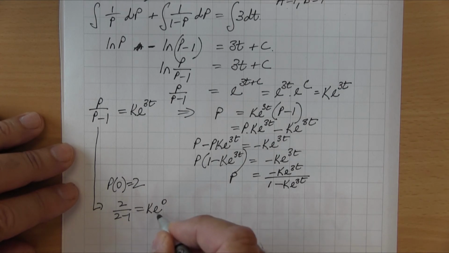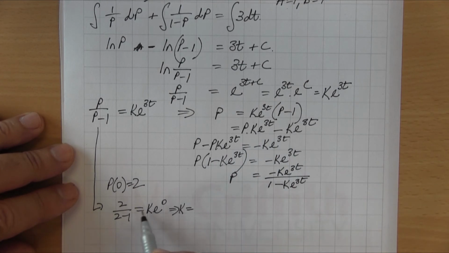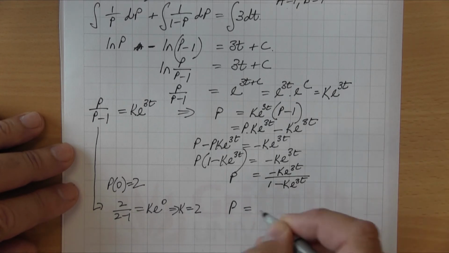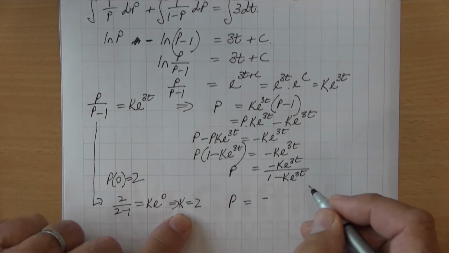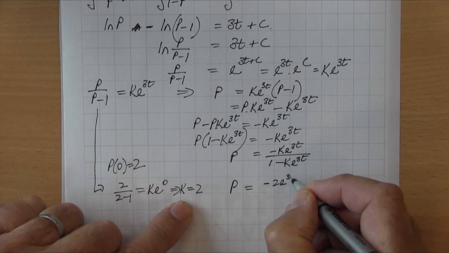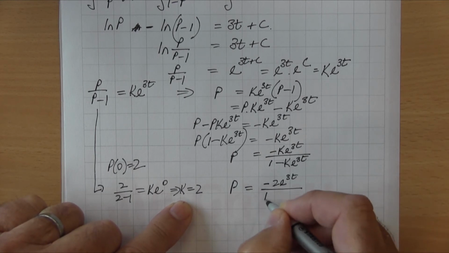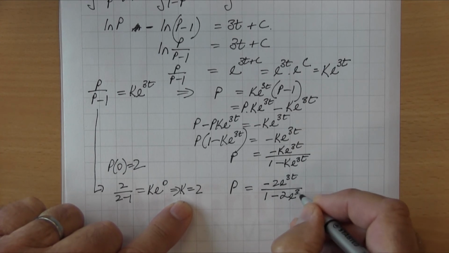So e to the 0 is 1. So K is equal to 2 on 1, which is just equal to 2. So K is equal to 2, and we get P equals negative 2 e to the 3t over 1 minus 2 e to the 3t.